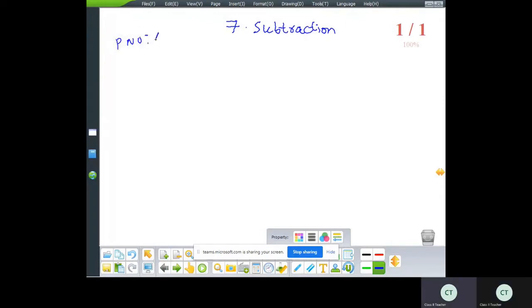Today we are going to solve some more problems from the textbook, page number 66. We finished problems A to J. Now we are going to solve problem K.